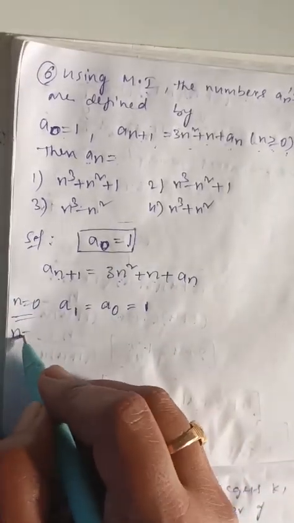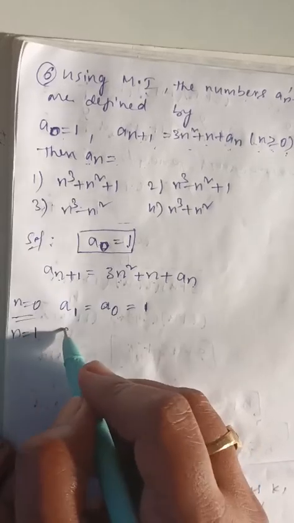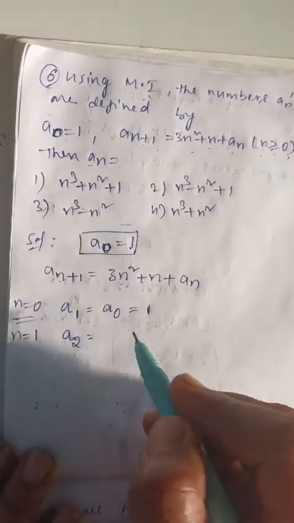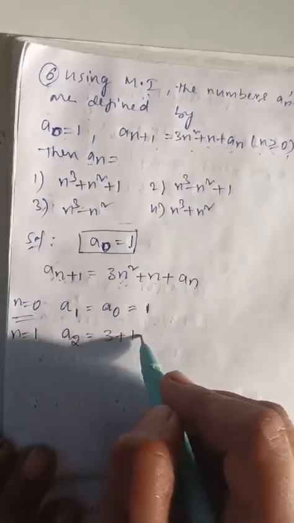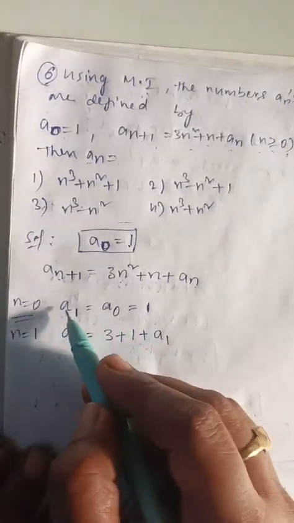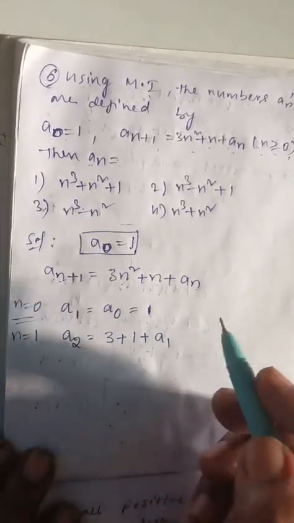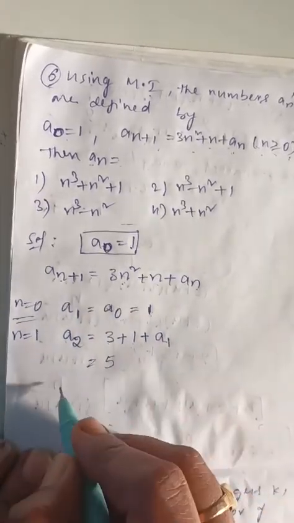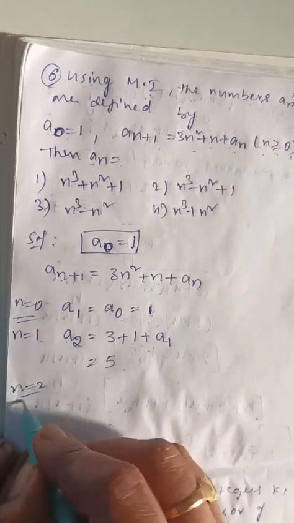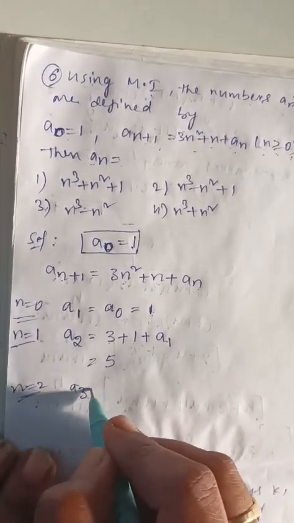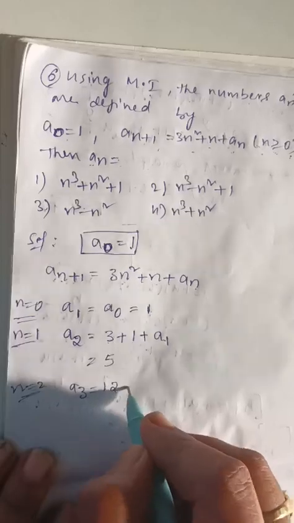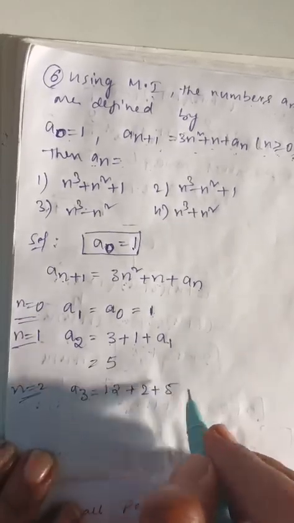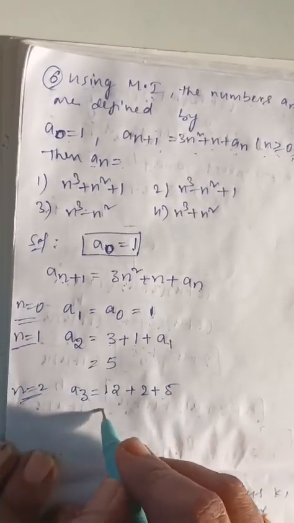Okay, next put n equal to 1. Then a_2 equal to 3 plus 1 plus a_1. a_1 we have already written, which is equal to 1. So 3 plus 1 plus 1 is 5. And put n equal to 2. Then a_3 equal to 12 plus 2 plus 5, which is equal to 19.